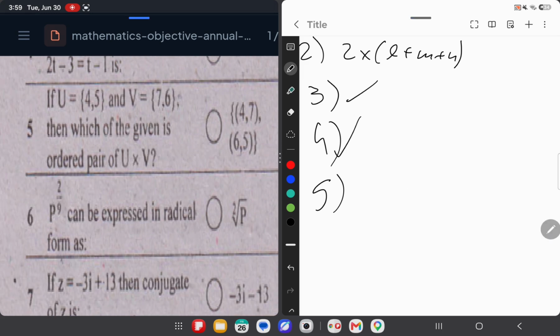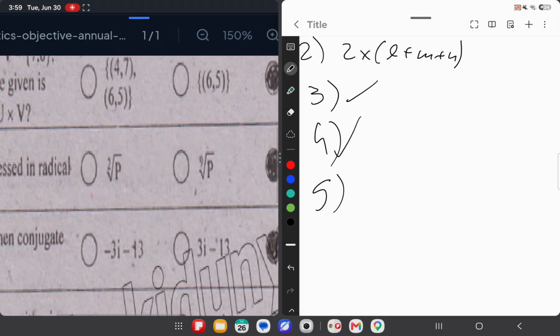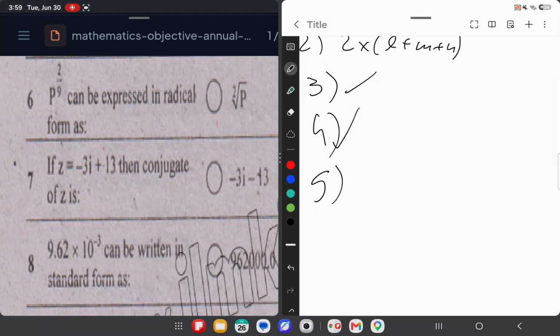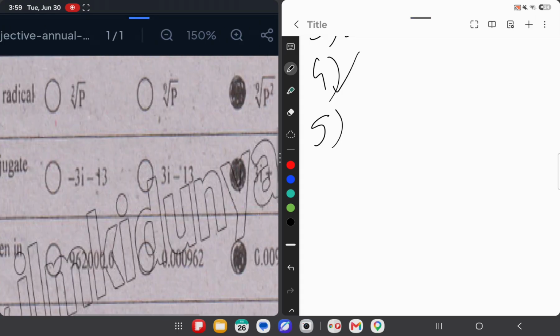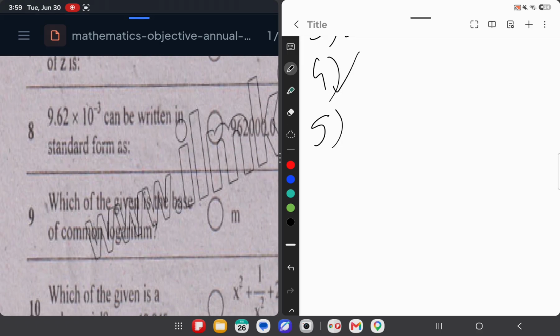p to the 9 can be expressed in radical form as root 9 p squared. Yeah, see, 6, 7. If z is equal to this complex number, then its conjugate is 3i + 13. Yeah, of course. Why is there imaginary numbers in here? Can be written in standard form as, negative means to the left, so it is 0.00962.